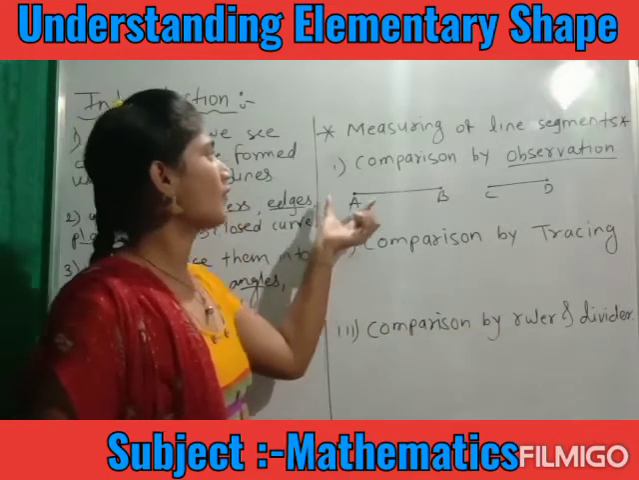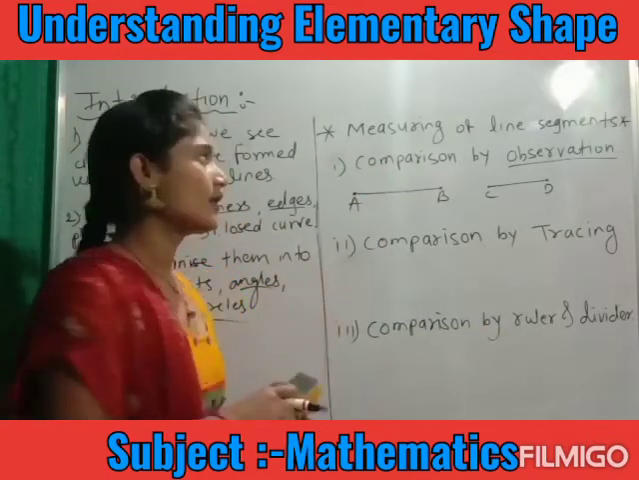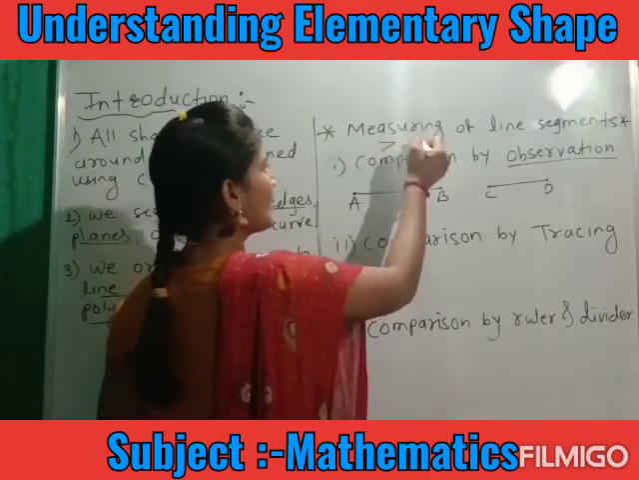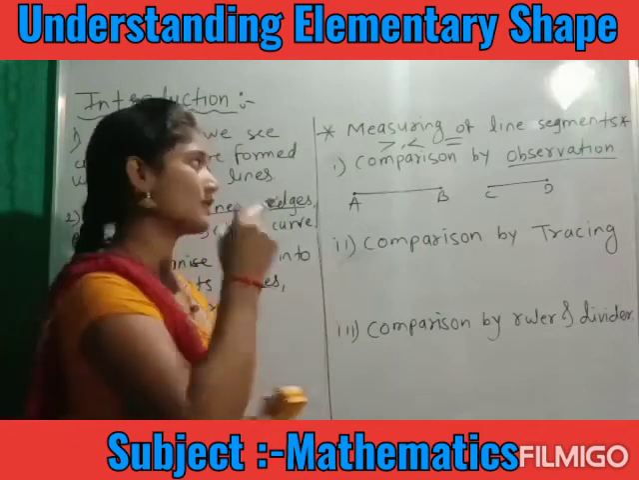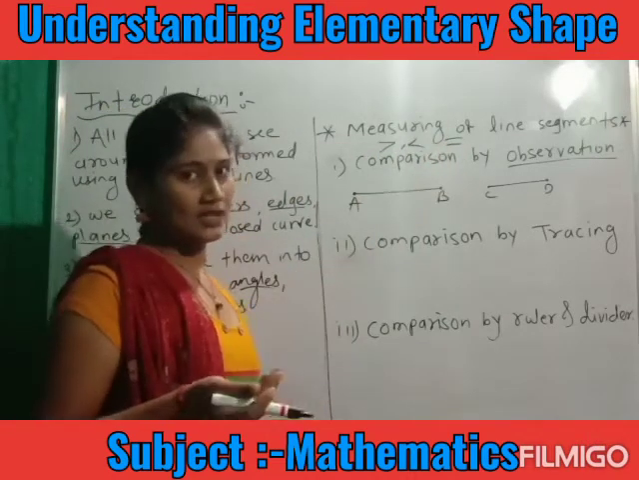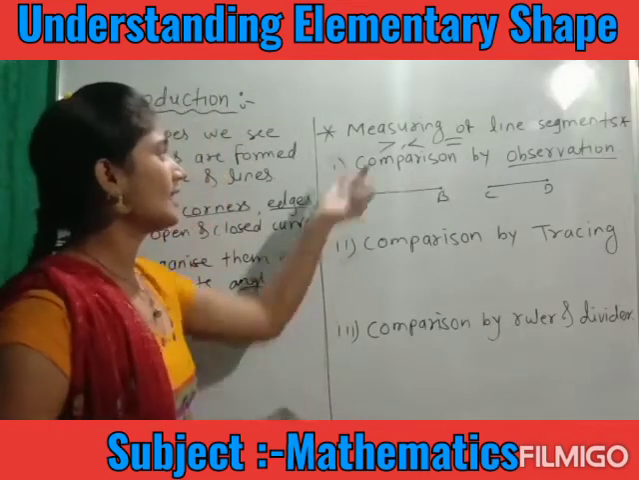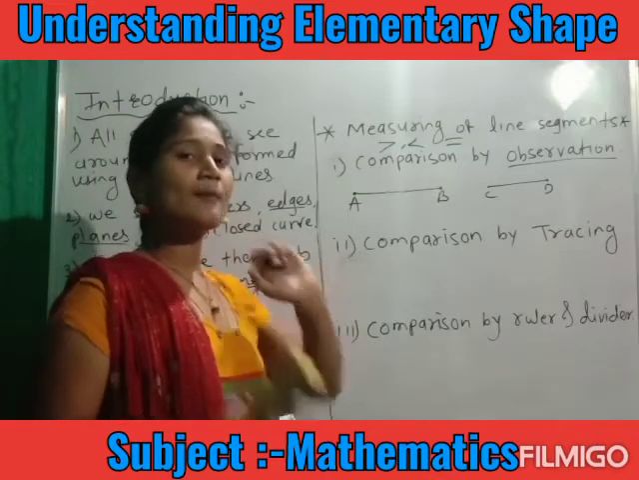So first of all, what do we have to do? We have to compare. There are three comparison signs: greater than, less than, and equal to. First one is greater than, then less than, then we have the equal to sign, okay. But we can't say that directly. We have to compare them.